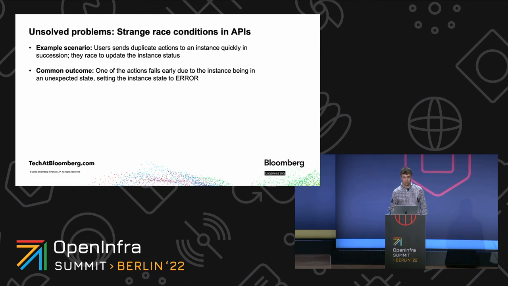Strange race conditions in APIs. Some users will sometimes send two actions in quick succession. They might try and attach a volume twice in quick succession, things like this. They may have been improved since Juno or newer releases than we're using, but sometimes we'll have users who, it feels like, are stress testing the API in a way. Regardless, when they do, ports, volume attachments, things like that go into error state, at which point we have to go reset them to active and make sure that they're in an okay state. It's just one of the things that we see and haven't exactly figured out how to deal with yet.